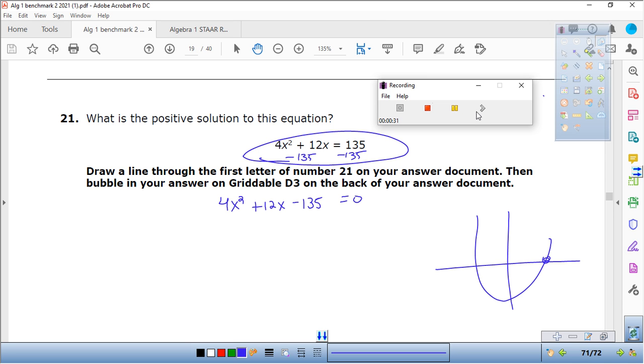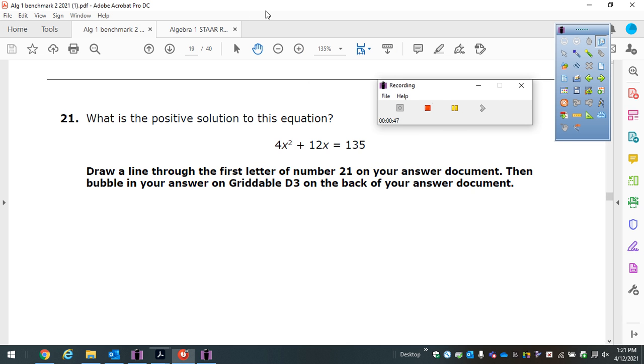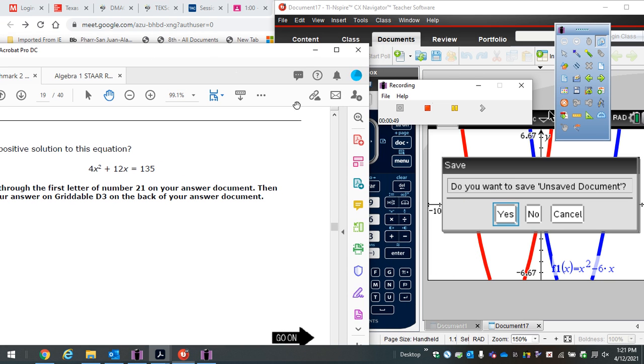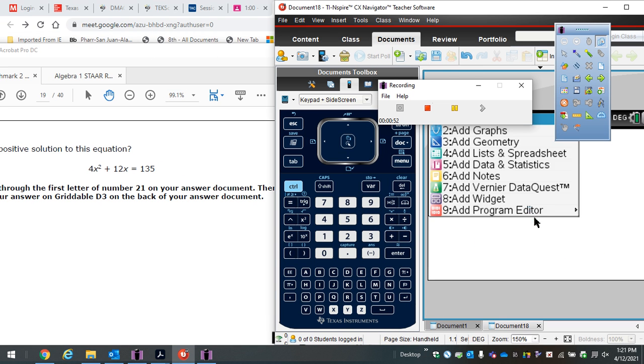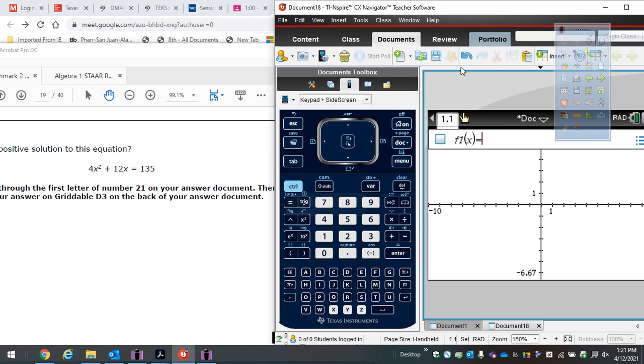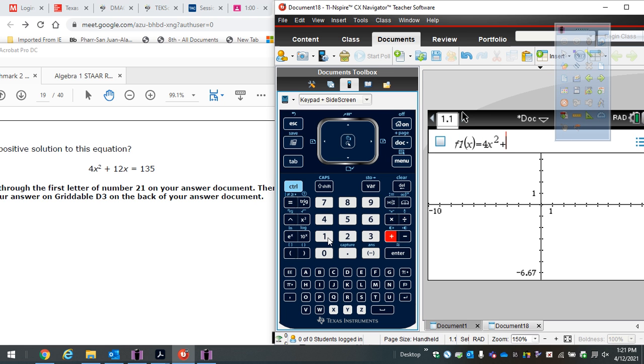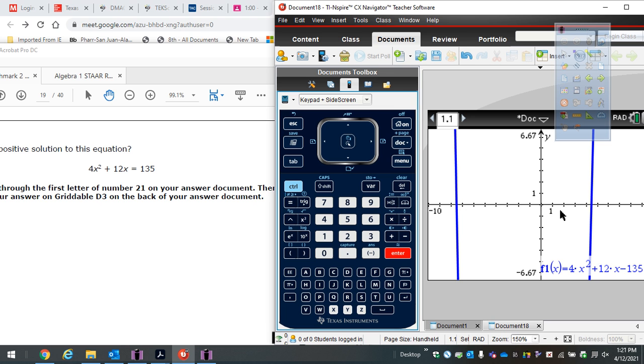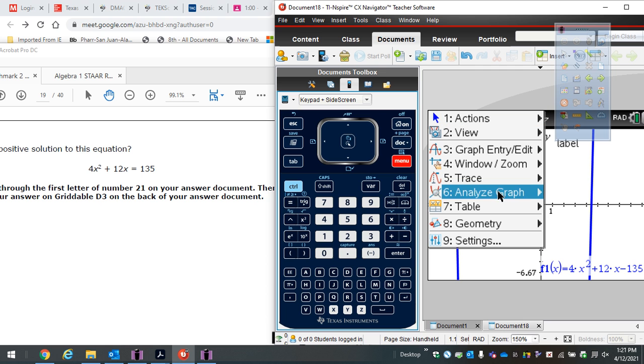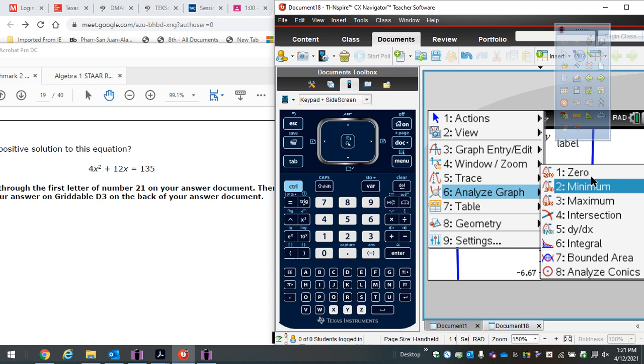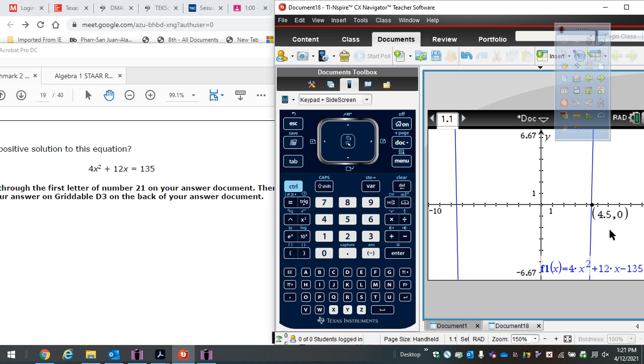Okay, and graph that one. I'm going to move it over. It was 4x squared plus 12x. Remember this thing went over, minus 135. And there it is, 1, 2, 3, 4.5-ish. I don't know exactly what it is here. Analyze graph. I'm going to calculate 0, 4.5.